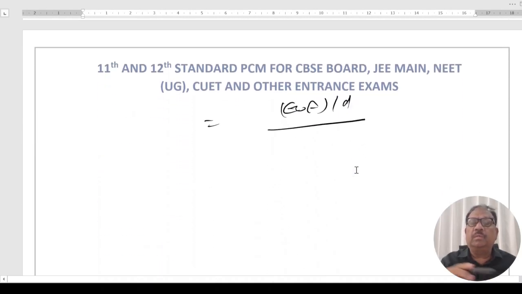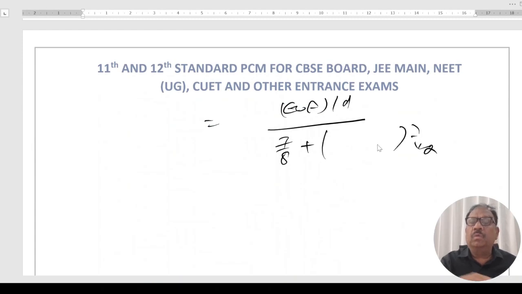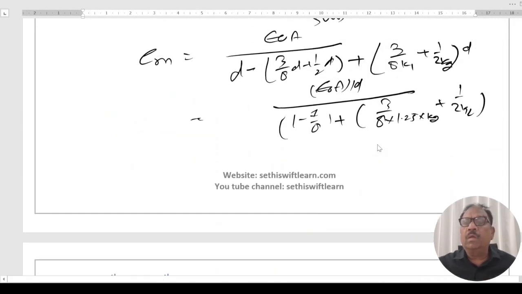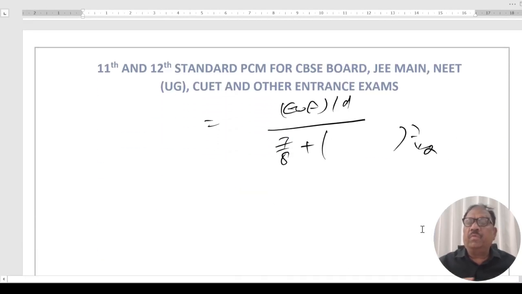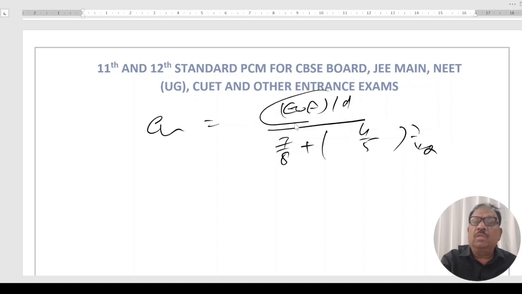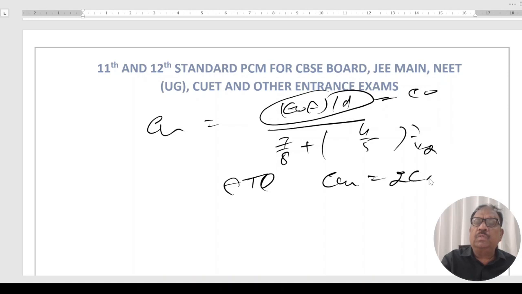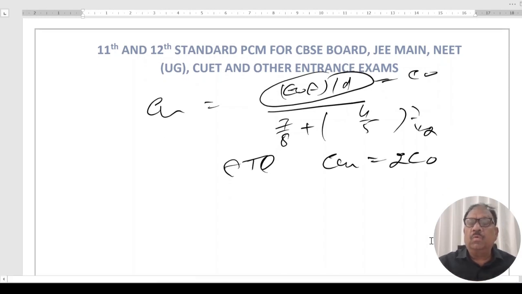1 minus 7 by 8 plus 1 by K2. This comes out to be 3 by 8, this will become 4 by 5 K2. This is equal to C naught. According to the question, Cm equal to twice C naught.